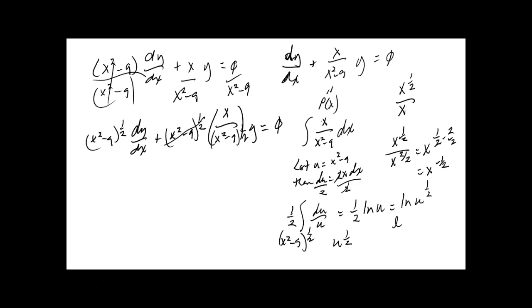All right, so let's see what we got. Writing this a little bit neater. X squared minus 9 to the 1 half dy dx plus x over, is it all right if I write it in, yeah, do the negative. So I think that'll be a little easier to see. X times x squared minus 9 to the minus 1 half y is equal to 0.